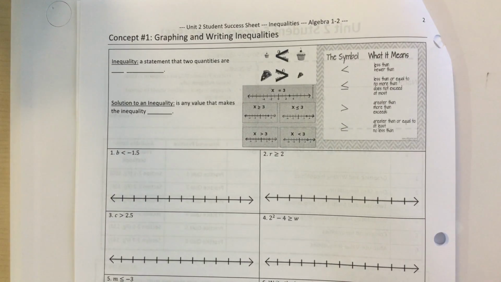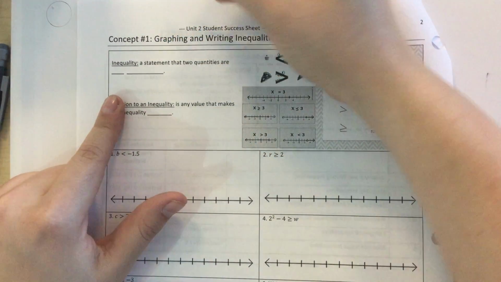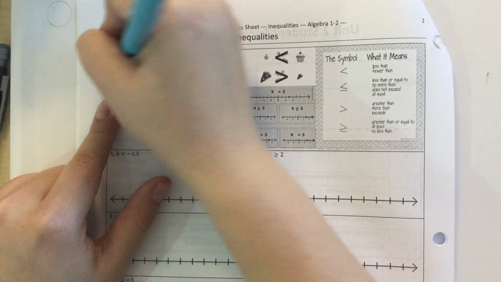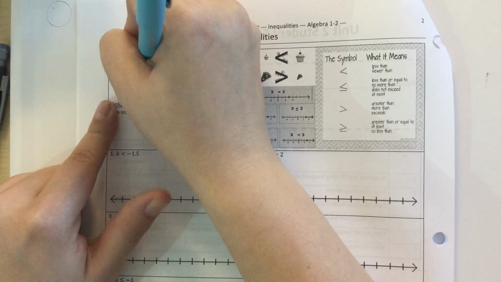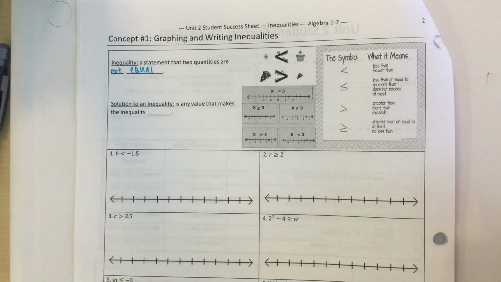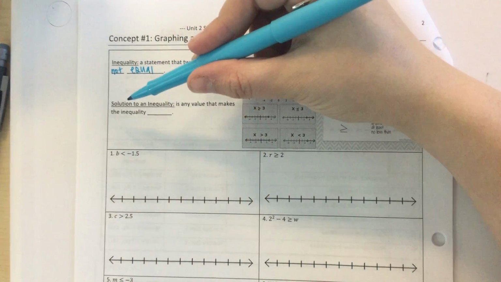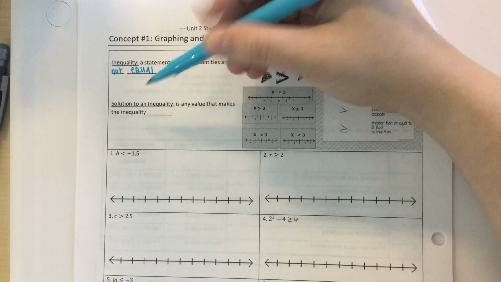Concept number 1, graphing and writing inequalities. So first of all, what is an inequality? Well, an inequality is a statement that two quantities are not equal. If an equation is a statement where two things are equal, an inequality is a statement where two things are not equal. Okay? And a solution to an inequality is any value that makes the inequality true.